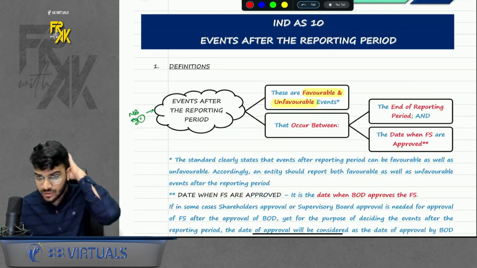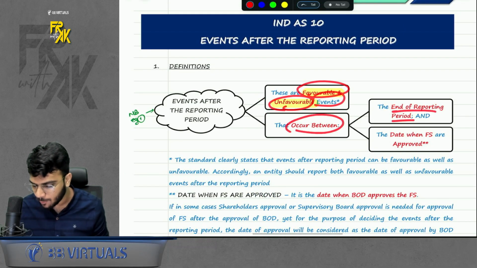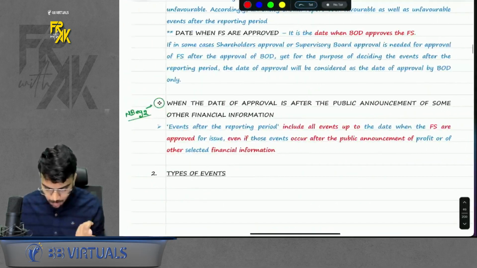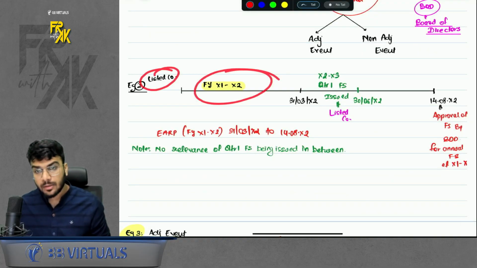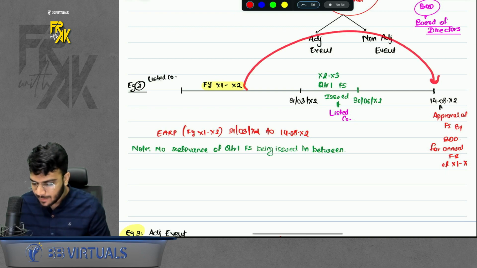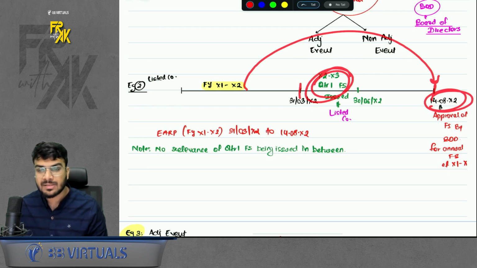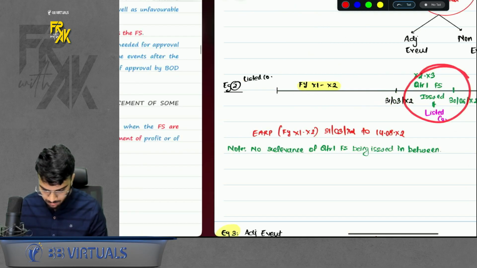If you look at the definition, it says these are favorable and unfavorable events that occur between the end of the reporting period and the date when the FS are approved. Here one more point is given. What if I am a listed company? The financial year ends on 31st March and the financials are approved on 14th August. But between these dates, one quarterly statement was submitted by the listed company. Does it impact my events after the reporting period? The answer is no. There is no relevance of this issuance. Do remember that part.